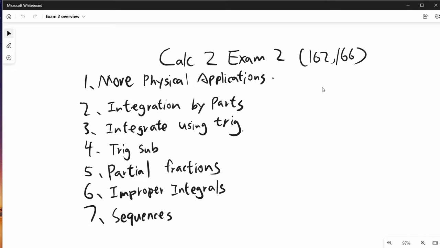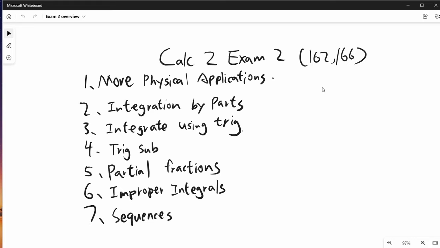Hey everyone, welcome to this video where I will explain the general concepts for the Calc 2 Exam 2 materials. This applies to both MA 162 and 166. Some minor differences here and there, but generally you learn about the same thing. So first, finish off with more physical applications of integrals.